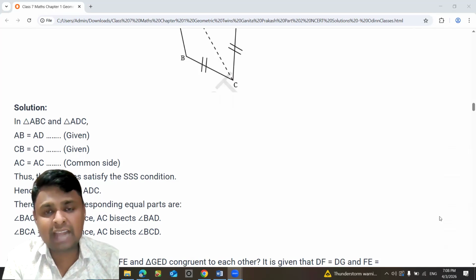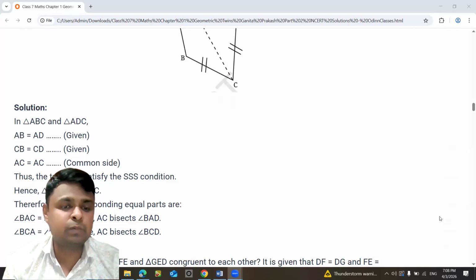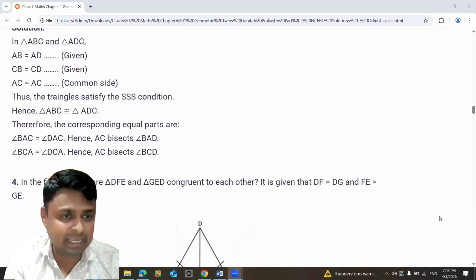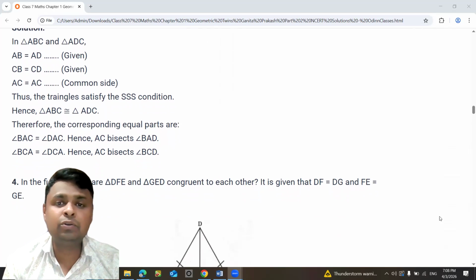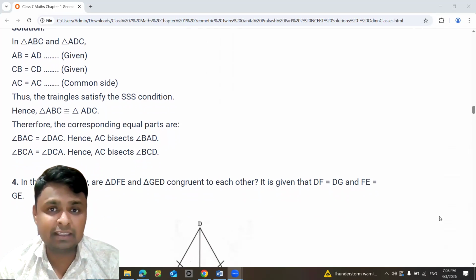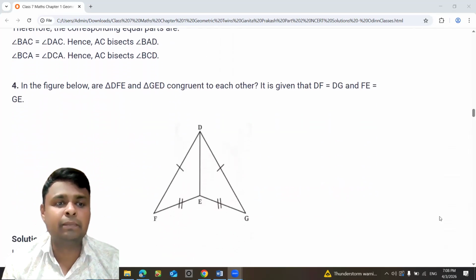Now when the triangles are congruent, their angles are also congruent, corresponding angles. Here they have given the corresponding angles, which are the equal parts. You can see angle BAC is congruent to DAC, BCA is congruent to DCA. Again, you have to remember the correspondence. In front of A, there should be A. In front of B, there should be D. In front of C, there should be C. That correspondence you have to remember.